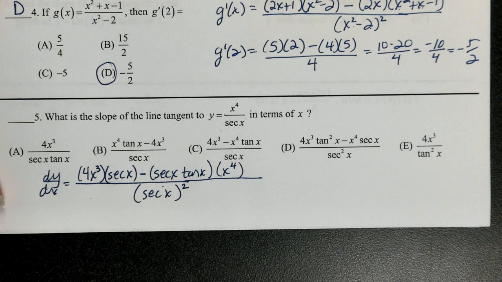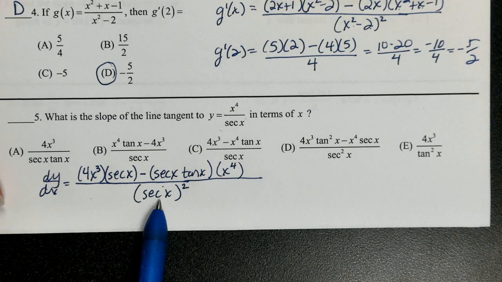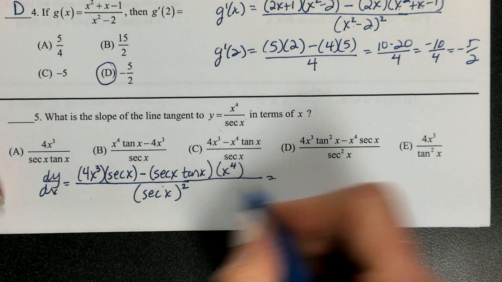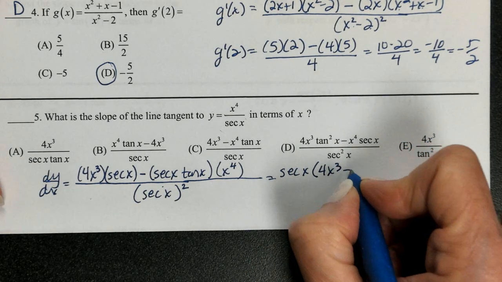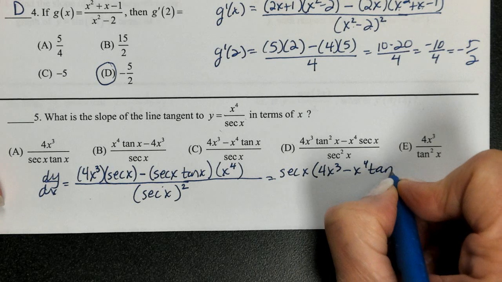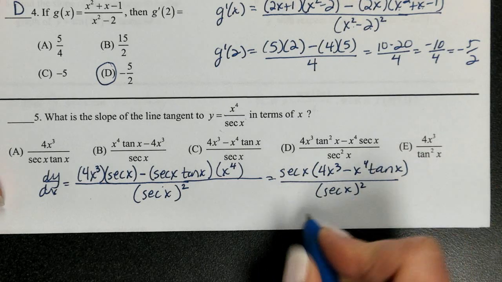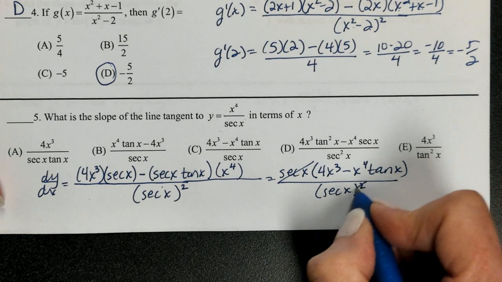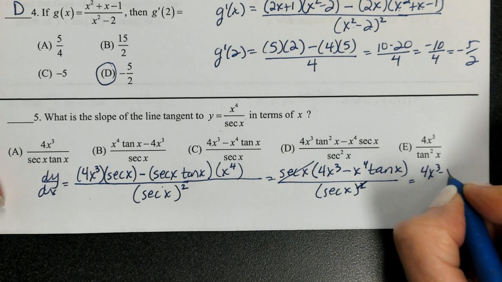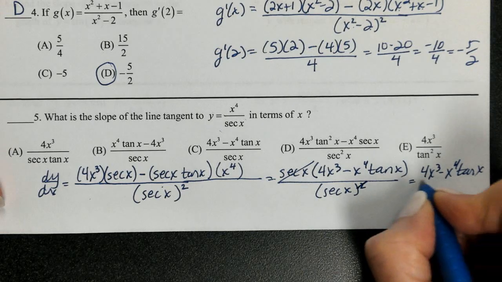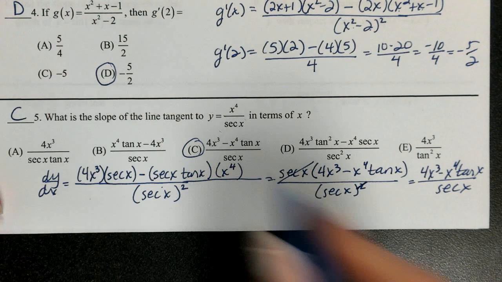Okay, this time, there's a common secant up here, which can reduce with one of the secants in the bottom. I'm going to factor out a secant x. Now reduce one of these secants with that secant. So this would be 4x cubed minus x to the 4th tangent x over a single secant x. And that is answer choice C.